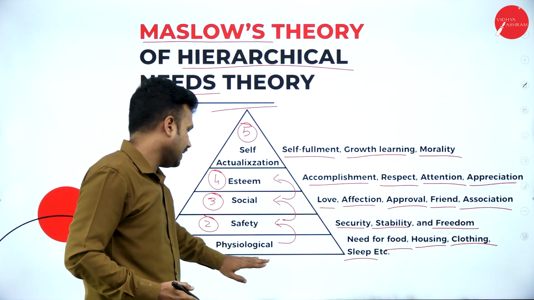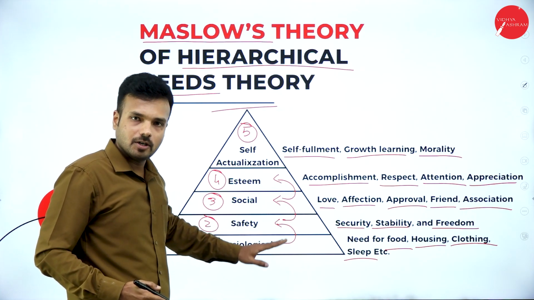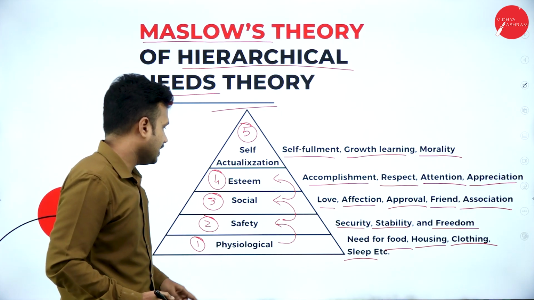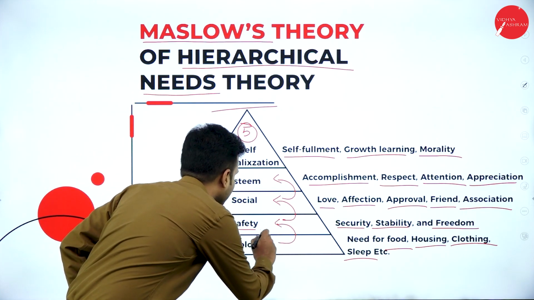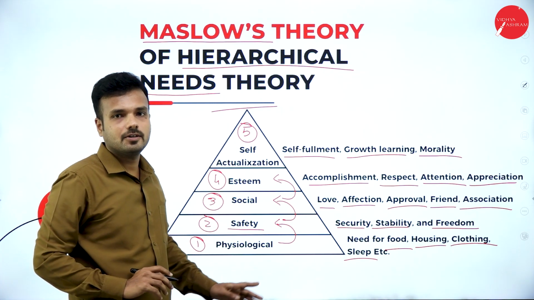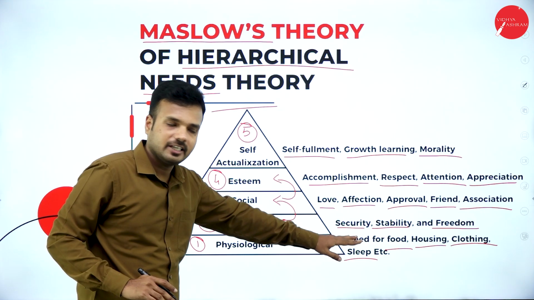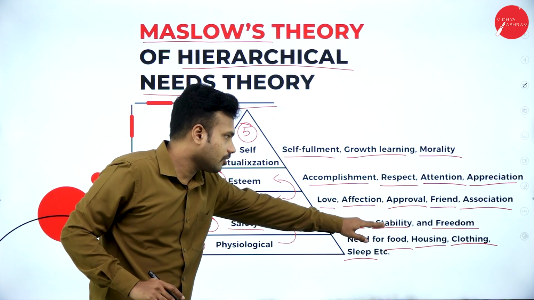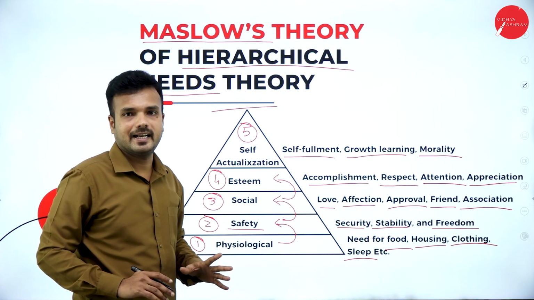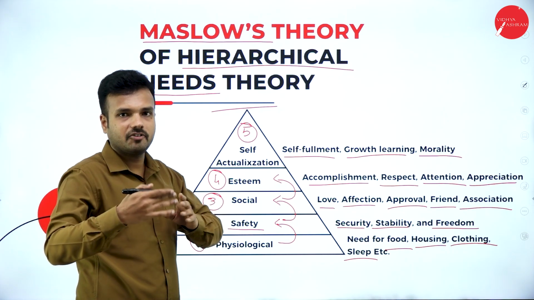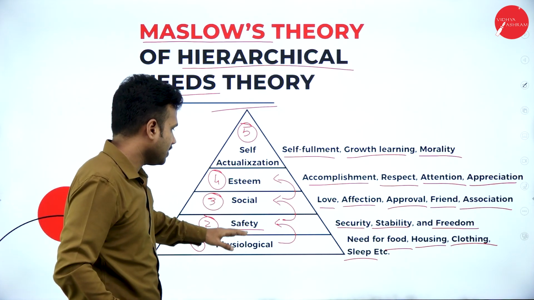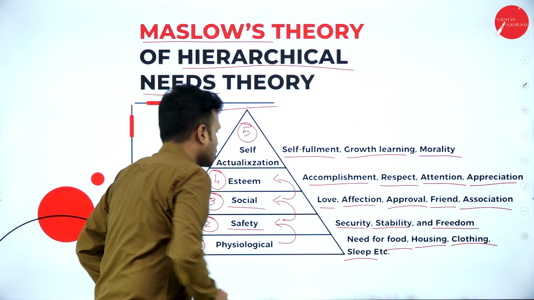So after fulfilling all the basic or physiological requirements of the individuals, they are going to expect the safety needs. In terms of safety needs, they are going to expect job security in the organization, and also they are going to expect freedom in the organization, right? So job security, freedom. After fulfilling the safety need, he moves towards social needs.